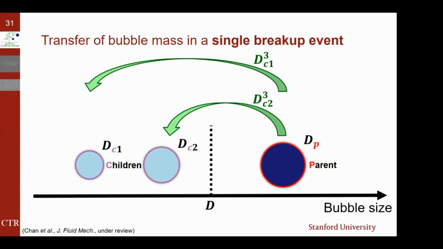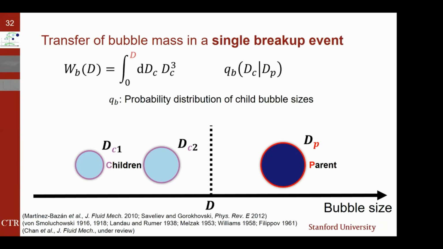So we begin with a single event again. And remember that the contributions to the flux depend on the size of the child bubble relative to the cutoff. We can express this mathematically as the following: an integral with respect to QB, the probability distribution of a child bubble size conditioned on a single parent size.